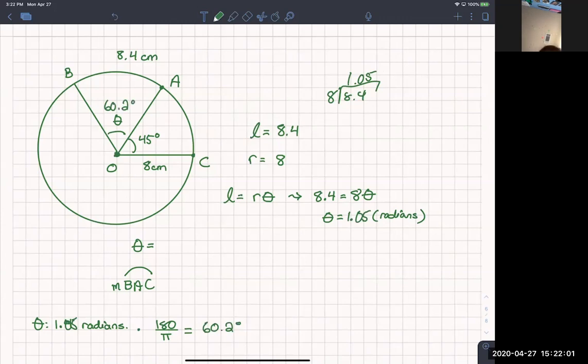All right. So the angle is 60.2 degrees. Do they want the angle in whole numbers, or like a decimal? Let me look at my answer choices. They want it in whole numbers. Okay, so about 60 degrees. That is actually an answer choice. Good.